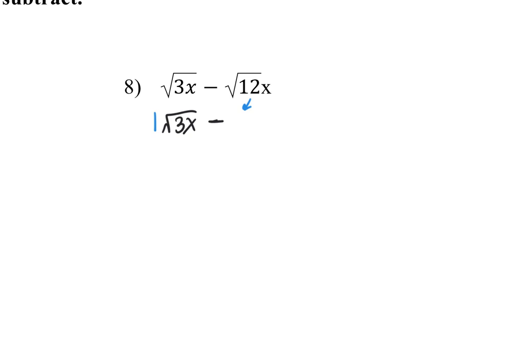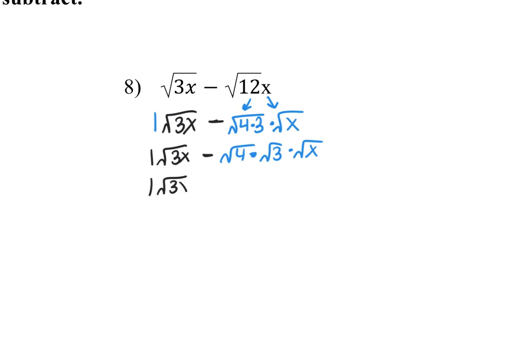My 12 and x can be split up. And I can even split up my 12 further into 4 times 3. 4 is perfect. That's why I'm picking it. If there was another perfect square that was bigger, I would use that one. 1 square root of 3x minus, I can separate these guys. Square root of 4 times square root of 3 times square root of x.